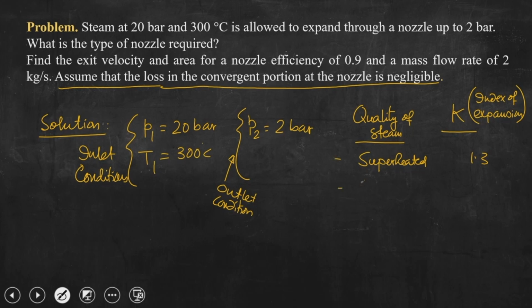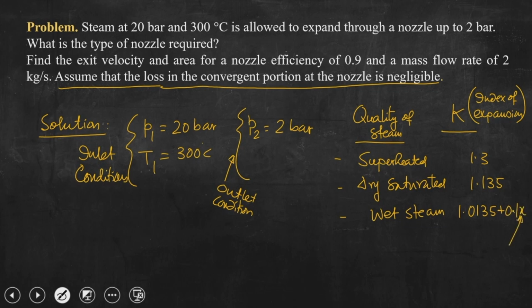If the steam quality is dry saturated, it is 1.135. So, if the steam is dry saturated at the inlet to the nozzle, that is 1.135, and finally, if the steam is wet steam. These three are the different possibilities of steam that we may have at the inlet of the nozzle. Either it may be superheated steam, it may be dry saturated, or it may be wet steam. If it is wet steam, then it is 1.0135 plus 0.1 into x. This x is the dryness fraction.